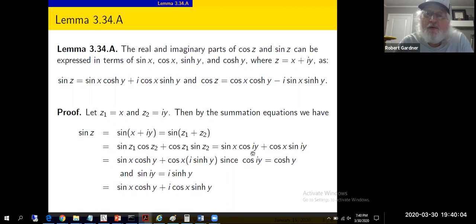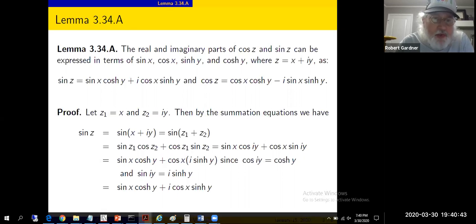We just saw above that the cosine of iy is the same as cosh of y, and the sine of iy is the same as i sinh y, as in the previous two little identities. So we can modify this cosine iy to cosh y, this sine iy to i sinh y, making those substitutions. We get the sine of z equals sine x cosh y plus i cosine x sinh y. There's your real part of sine z, as claimed up here, and here's the imaginary part of sine z.